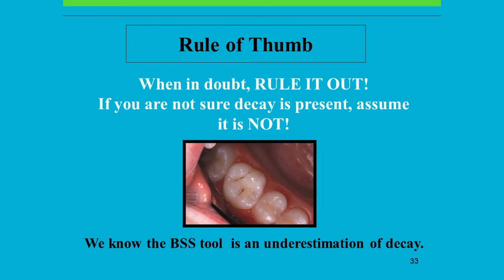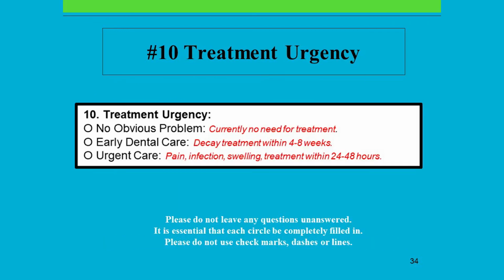Keep in mind we are only looking for obvious decay. If in doubt about the presence of decay, assume it is not. The basic screening survey is an underestimation of decay. The category of treatment urgency is number 10 on the screening form. There are 3 choices in this category. They are no obvious problem, early dental care, and urgent dental care.